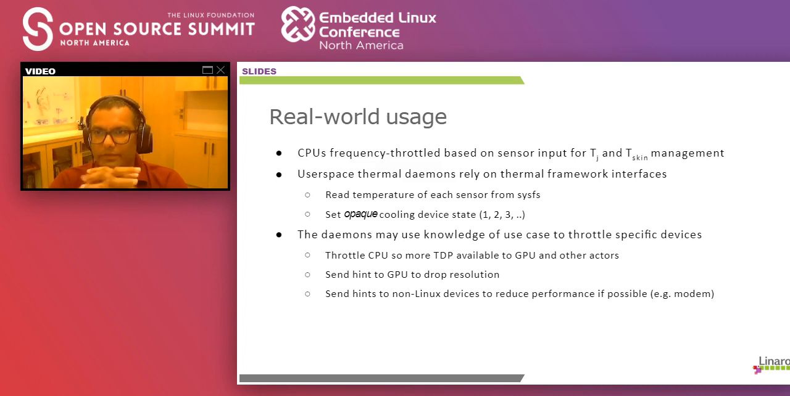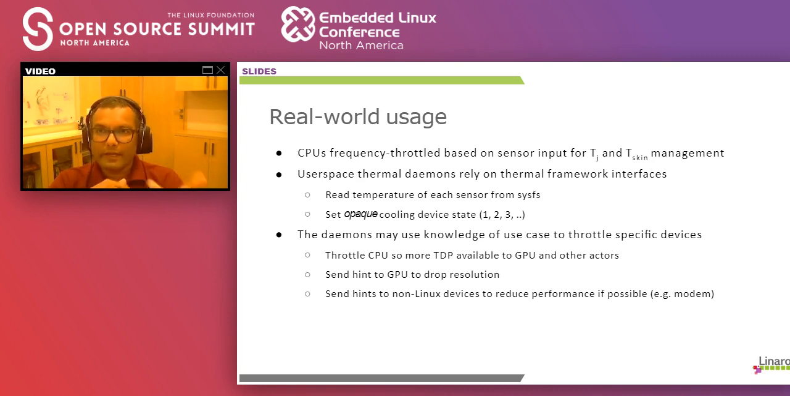And the real world usage of all this, how the thermal framework is used. So currently, it is used to throttle any available IP blocks for both junction temperature and skin temperature mitigation. Then you have user space thermal daemons that rely on these thermal framework interfaces. They read the temperatures for each sensor from SysFS, and then they have a way to set the cooling device state. So they can say that I want to go to cooling device state 1, 2, 3, etc. These are opaque numbers. They don't mean anything other than they map to a certain performance point.